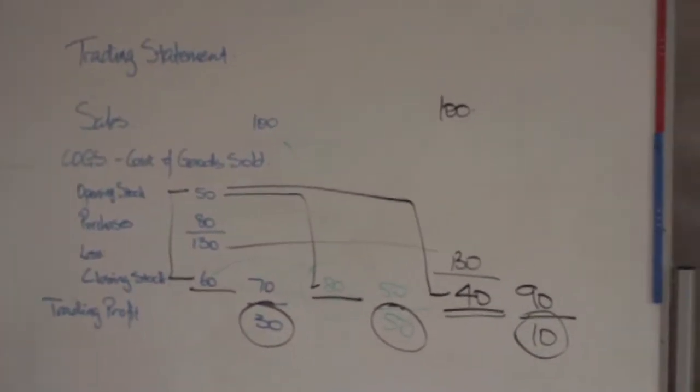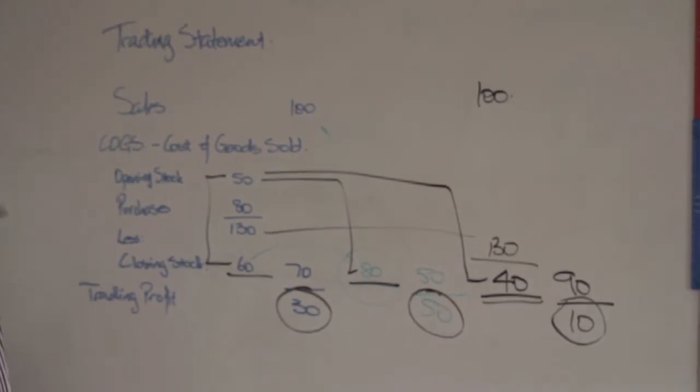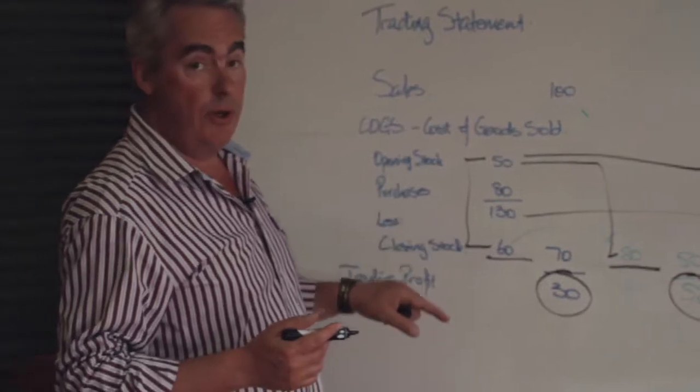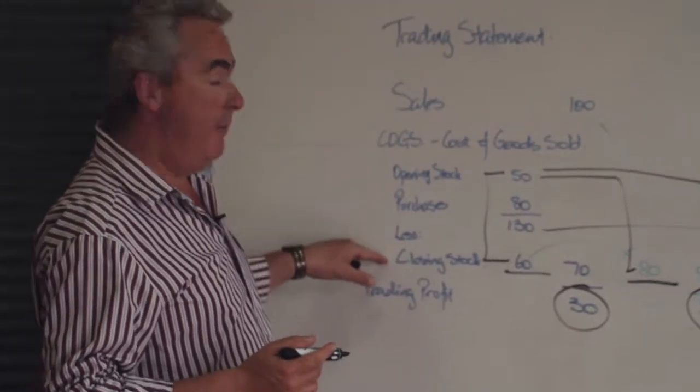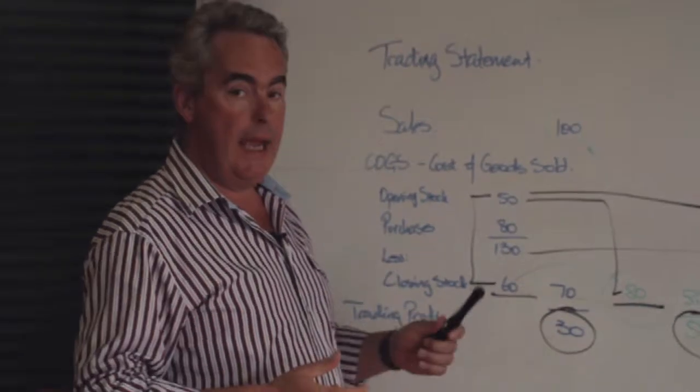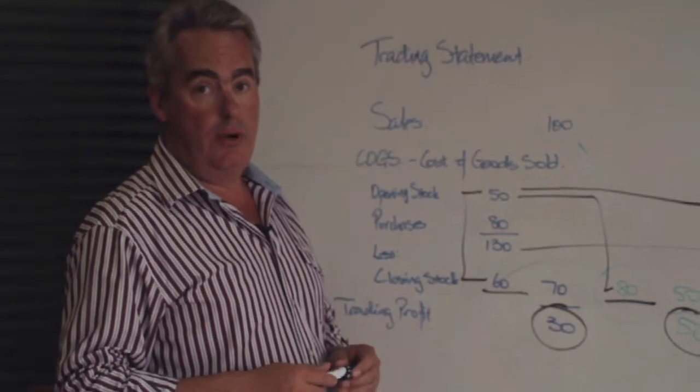So you need to be very, very aware of the power of stock and how it impacts both your opening stock and your closing stock. And this closing stock from this year will then be your opening stock next year. So you need to be very, very aware of the impact of varying stock levels across your business.